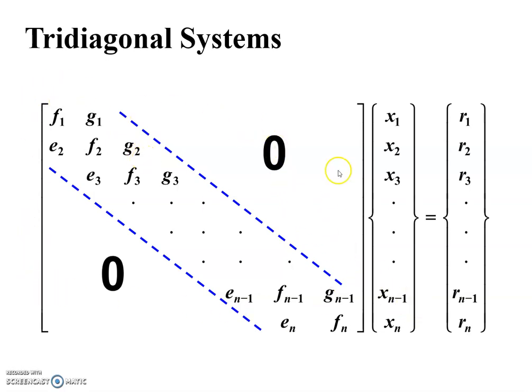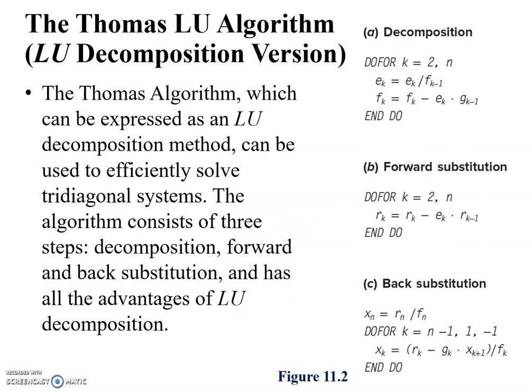If we have this kind of system of equations, then we can solve it by a certain alternative approach. Of course, we can use the Gauss elimination method, but since there are many zeros involved, there will be many unnecessary calculations, which may be reduced if we adopt some other method. So we are now looking at that other method, called the Thomas LU algorithm. It is basically the LU decomposition, but a special version of it. In this Thomas LU decomposition, we calculate the values of e and f.